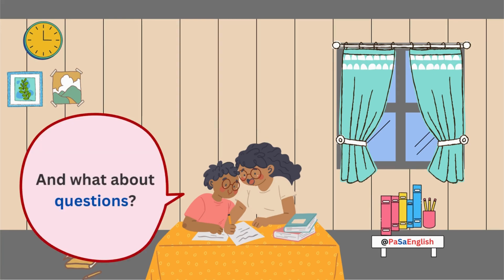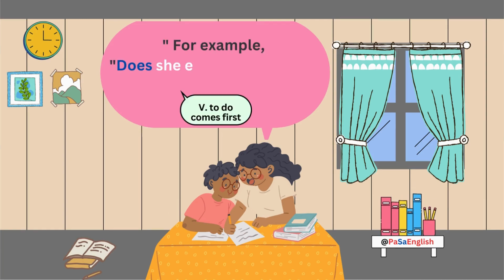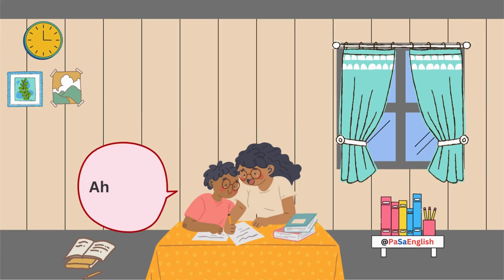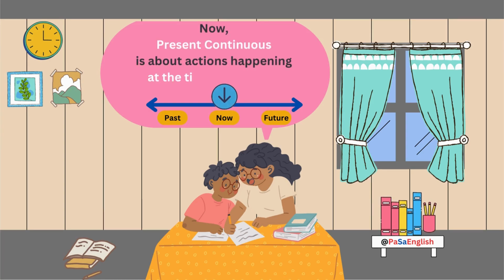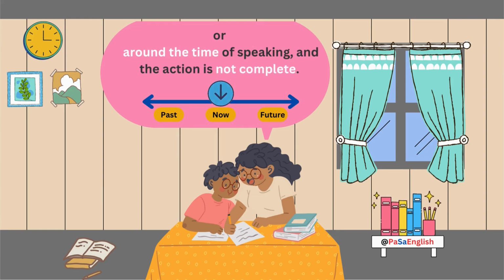And what about questions? Just switch the subject and the verb do or does. For example, does she enjoy swimming, or do you work? Now, present continuous is about actions happening at the time of speaking, or around the time of speaking, and the action is not complete.